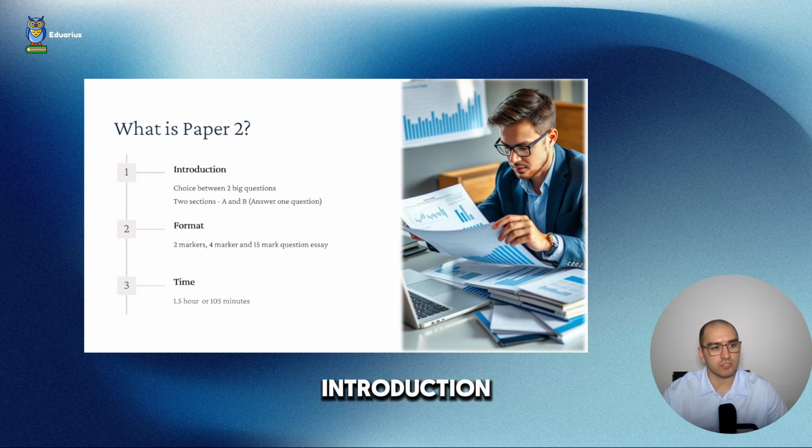For the introduction, we have a big text for paper 2, and we have a choice between two big questions, two sections, A and B. You have to answer only one question, either section A or section B. For the format, there are 2 markers, 4 markers, and a 15 mark question essay. We will discuss how to write them a little bit later. For the time, you will have 1.5 hours or 105 minutes.